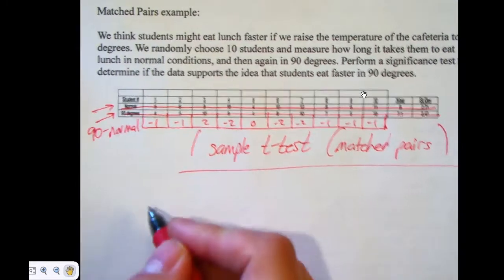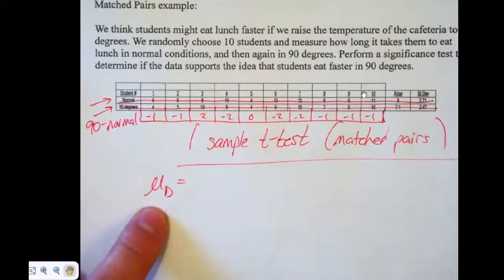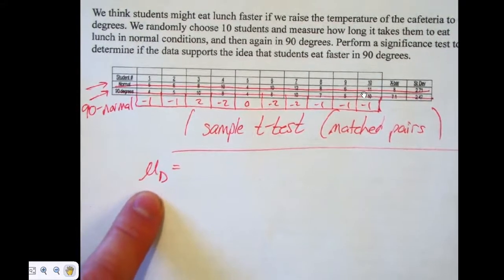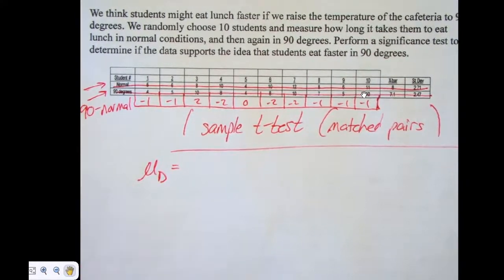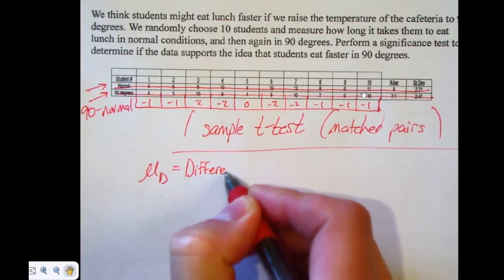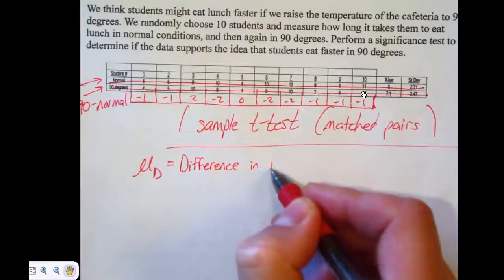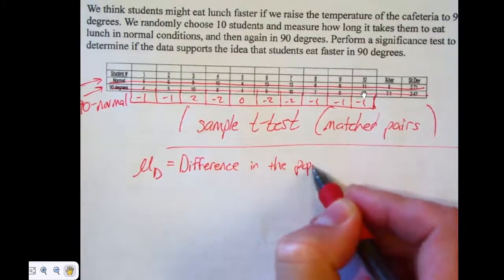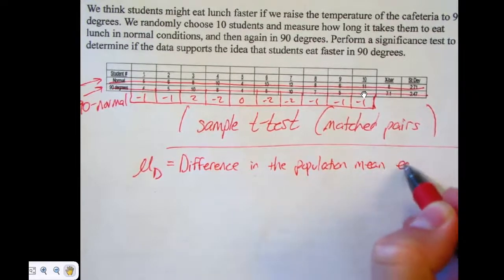All right. So when you go to do this part, I'm going to put mu d, and that stands for difference. You can just put mu. Like, that's fine if you just want to put mu. But I'm going to put mu d for the difference, because that helps me remember that I'm really looking at what happened when I subtracted those. So the difference in the population mean, like eating time, I guess.